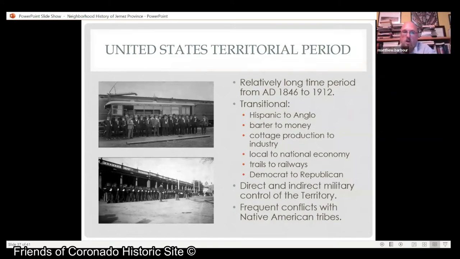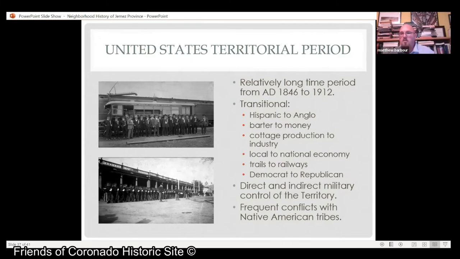This is the Mexico Central Railway that I worked on. You see a transition from a local economy to a national economy, trails to railways. And the strangest one for most people is Democrat to Republican. Initially, during the American territorial period, we have a very conservative regime in New Mexico. Democrat at that point meant very conservative, whereas Republican meant very progressive. And during the territorial period, we go from a very conservative regime to, by the end, a very progressive regime led by the Republicans in New Mexico.